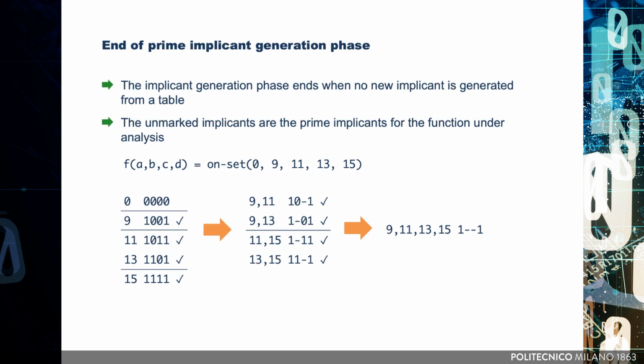Looking across the tables we've built, we can see that the only unmarked implicants are 0 and 9, 11, 13, 15. These are therefore the prime implicants of the function, and we label them P1 and P2. We can now compute the corresponding product terms for these two implicants. P1 corresponds to the minterm 0, which gives the expression not A and not B and not C and not D. P2, corresponding to 9, 11, 13, 15, gives the expression A and D.